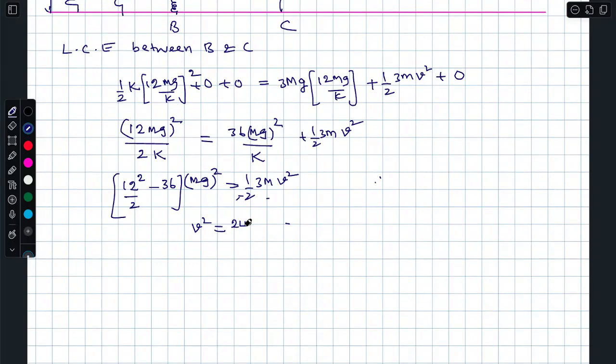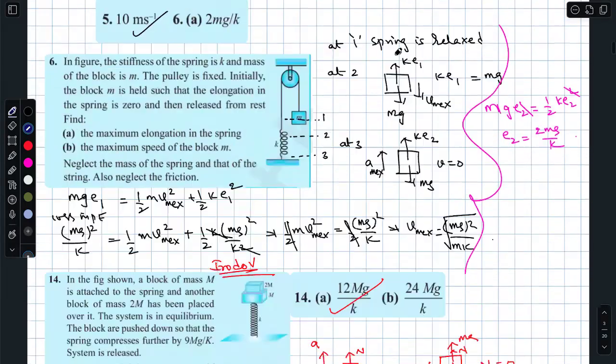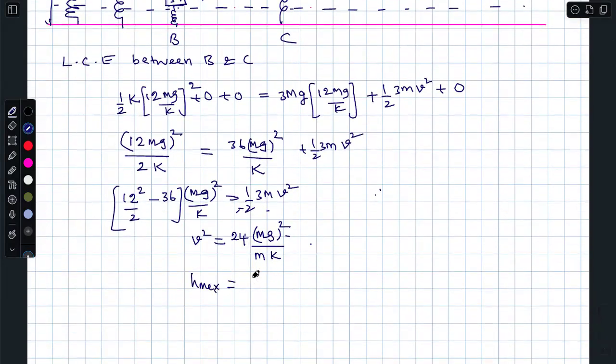24 times mg whole square by mk. That is not what I asked. Do you know what I asked? From here, it now becomes a vertically projected body. So you require h max, which is nothing but v square by 2g. Substitute in that. So h max is equal to v square by 2g, which is nothing but 12 times mg square by mk.